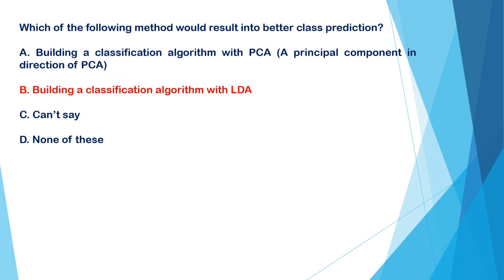Which of the following method would result into better class prediction? A. Building a classification algorithm with PCA. B. Building a classification algorithm with LDA. C. Cannot say. D. None of these. And the correct option is B. Building a classification algorithm with LDA.